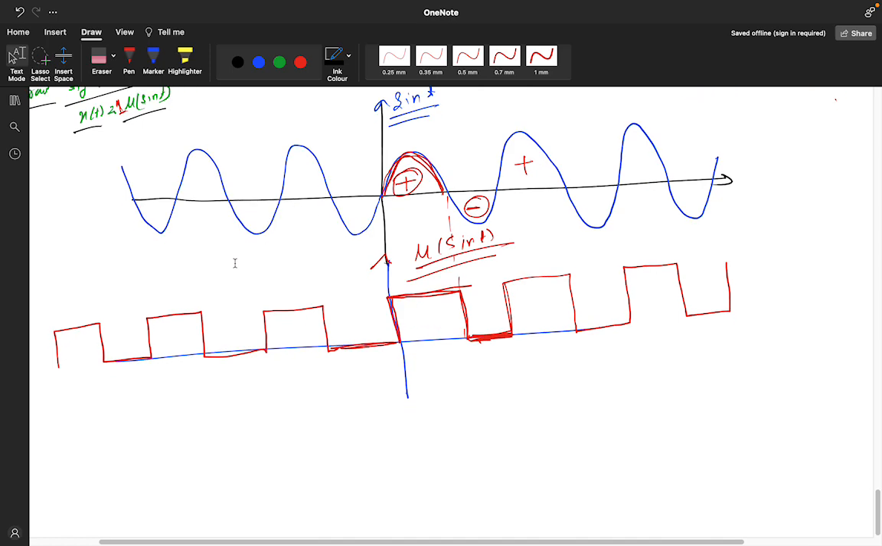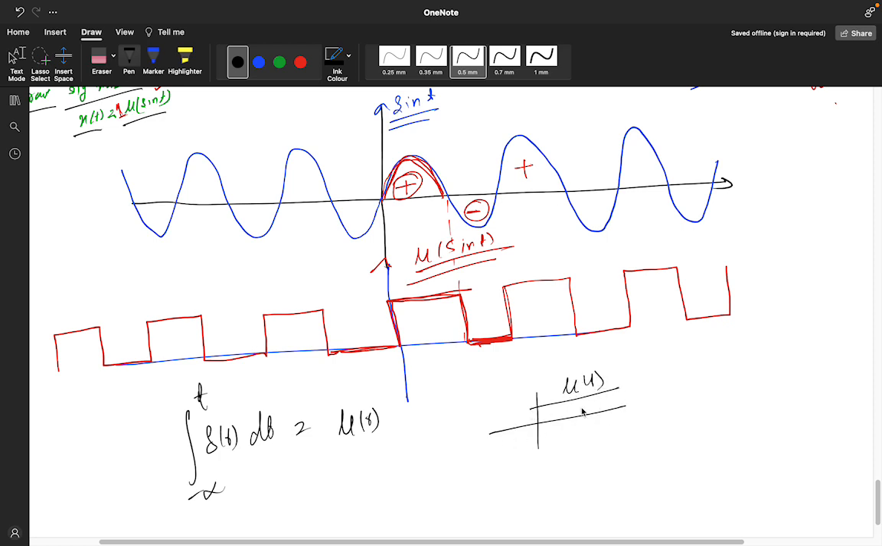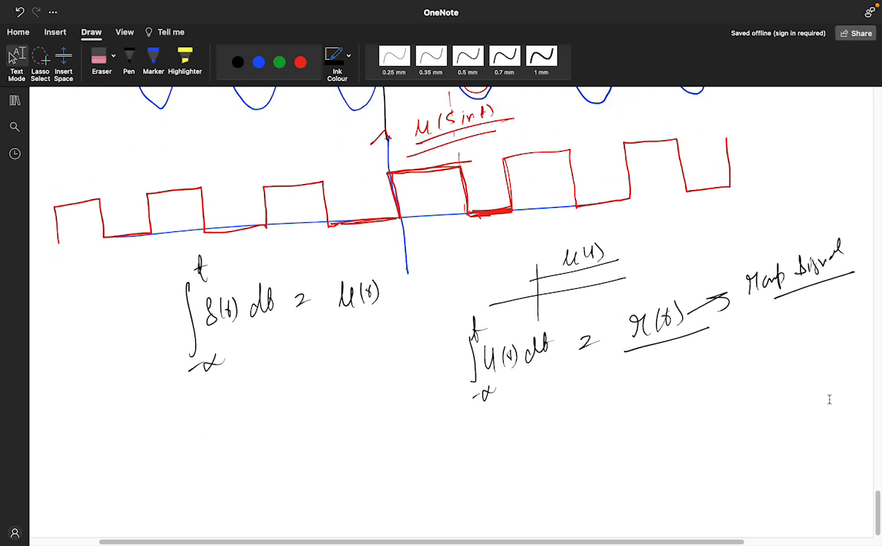See, whenever the positive value is there, we get the step function. Whenever it is negative, we do not get the step function. Okay. Now, what I told you about: when you integrate the delta of t from minus infinity to t into dt, what are you getting? U of t. Similarly, if you integrate u of t from minus infinity to t into dt, you will get r of t. This is known as the ramp signal. Okay, what is the ramp signal?